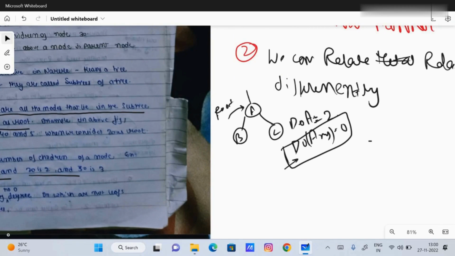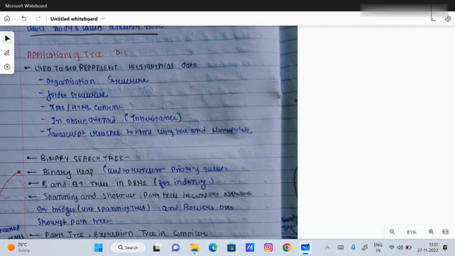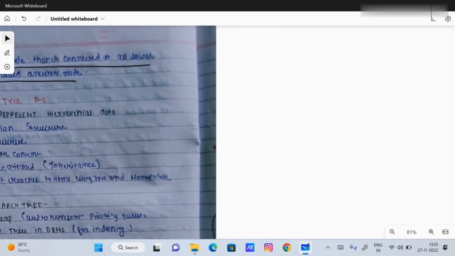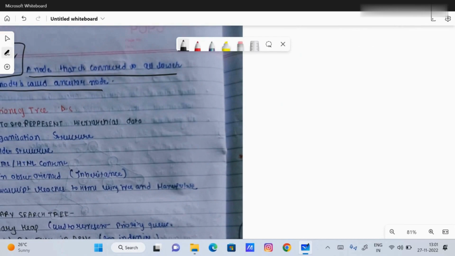And suppose there is a node known as E, F. So E is the ancestor of all these nodes. Here E is the ancestor of all these nodes, and that is known as the ancestors. Now we are going to discuss the applications of tree data structure. So let's take the topic, applications.